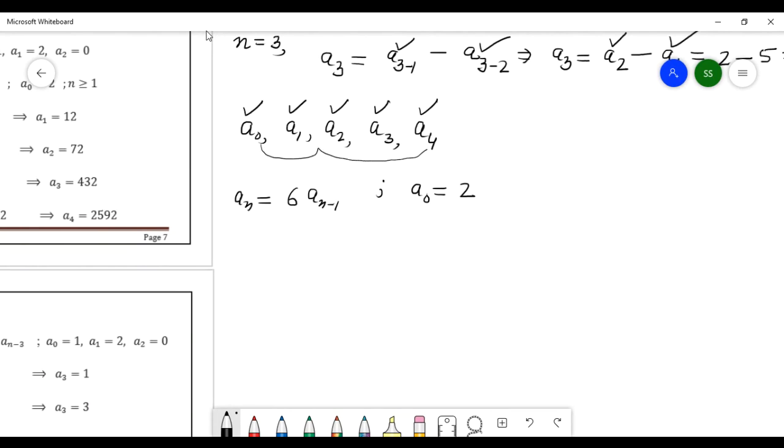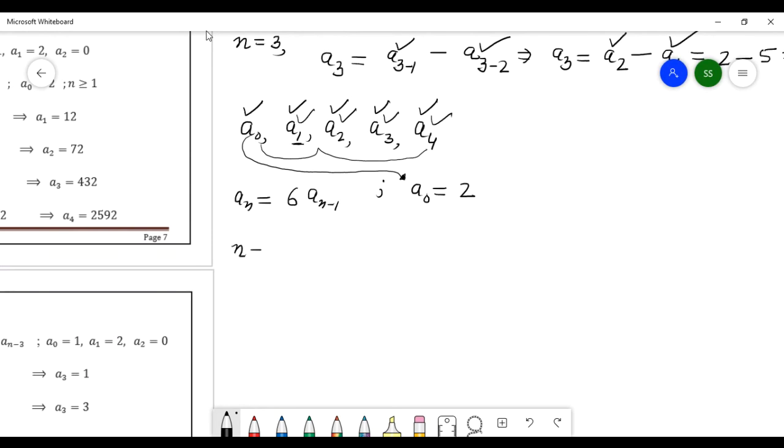Here, these are a0, a1, a2, a3, a4, this is 5 terms. a0 is given, so what remains is a1, a2, a3, a4. So start from here, a1.